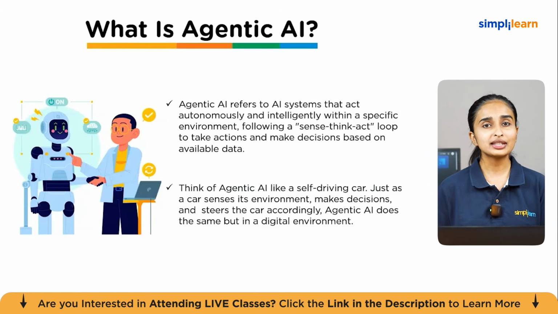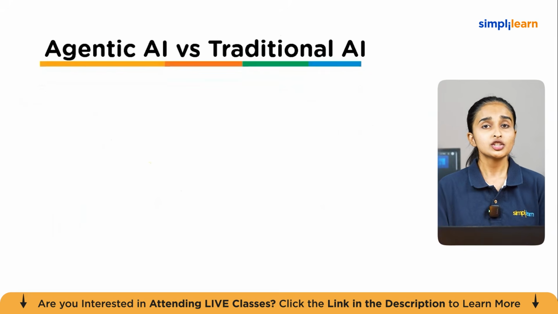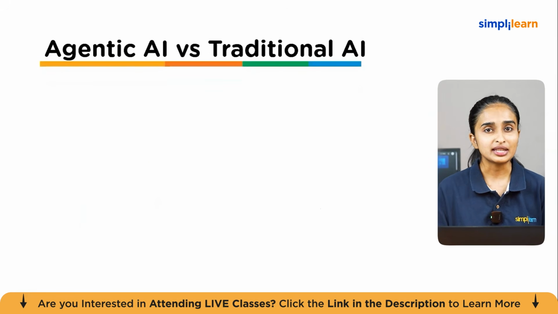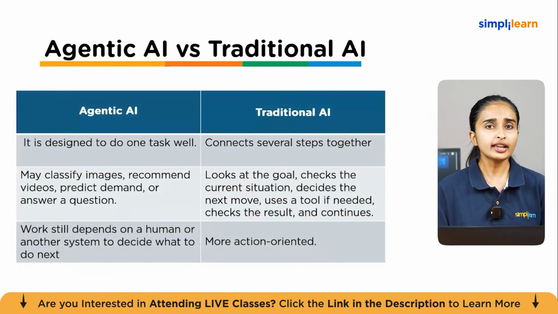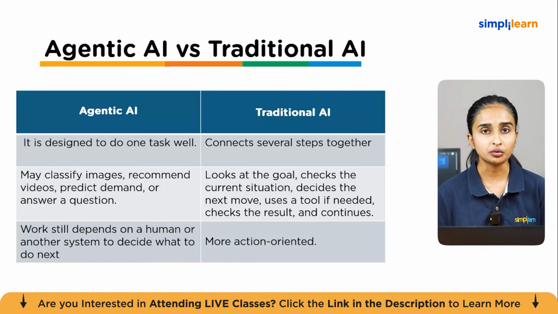So now that the basic meaning is clear, let's move on to the comparison that helps most people understand it instantly. So now that we're clear about what agentic AI means, let's compare it to the older style of AI so that the difference feels practical and not theoretical. So traditional AI is usually narrow. It is designed to do one task well. It may classify images, recommend videos, predict demand, or answer a question. It gives an output and that output is used. But in most cases, the work still depends on a human or another system to decide what to do next.